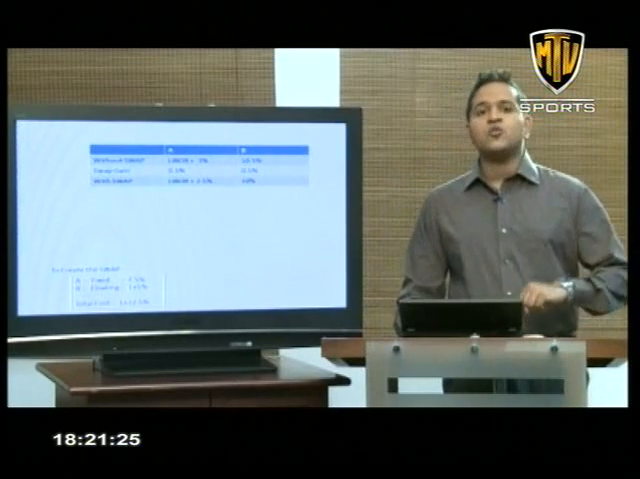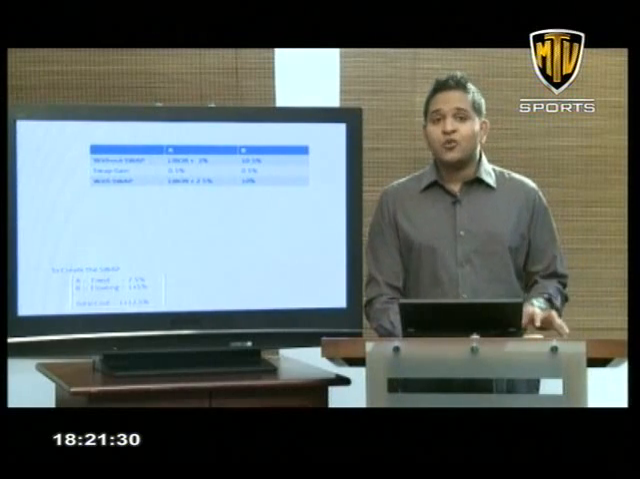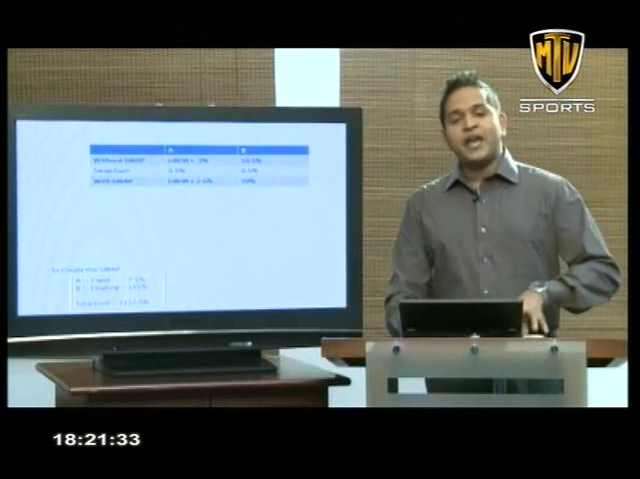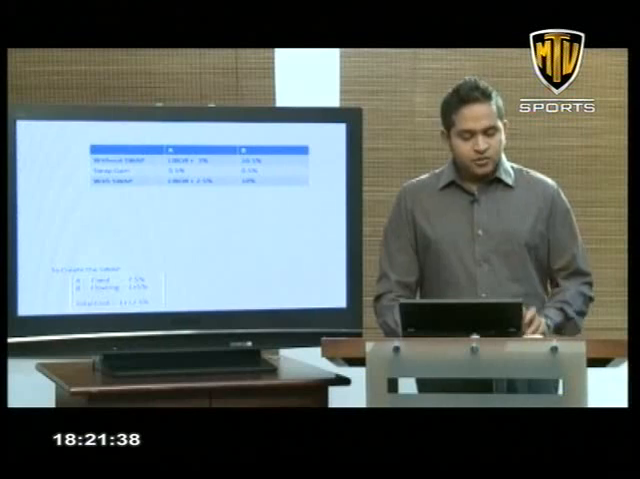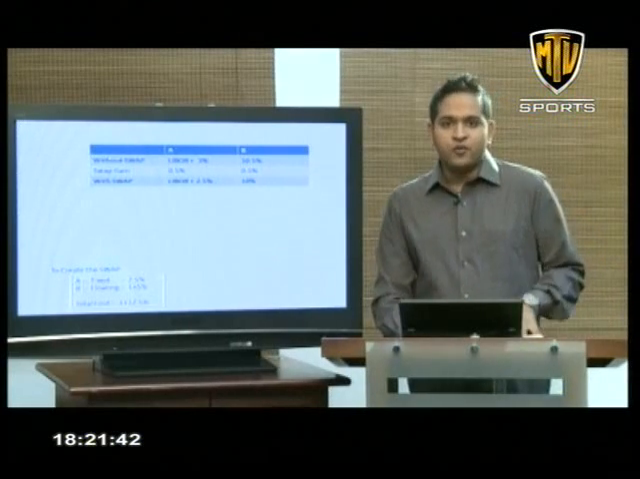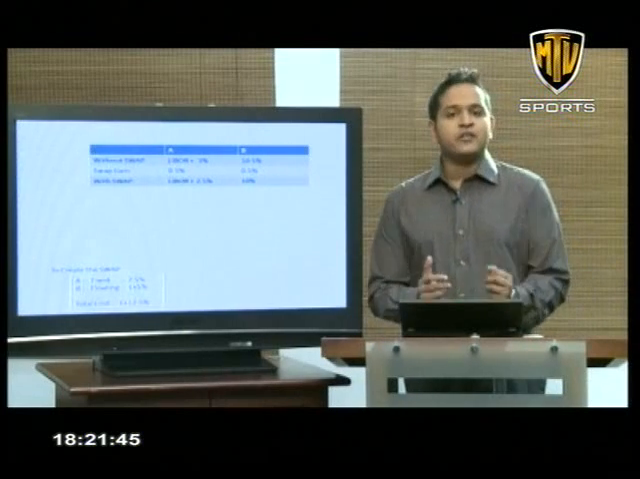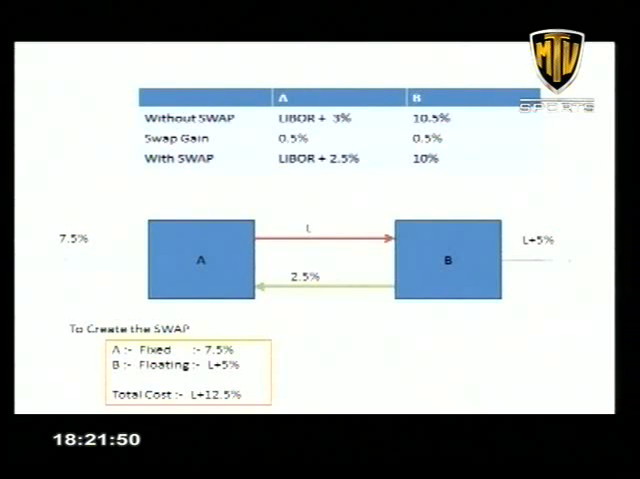I told you all, A has to go and exploit the benefit he has in this fixed market. So he has to go and borrow at 7.5, and B has to do the other way around, even though the preference lies the opposite way. So A will have to go and borrow in the fixed, B will have to go and borrow in the floating, just to facilitate this whole swap arrangement. And this is what we'll do. So A, B, two parties, A will have to go and borrow at 7.5 in the fixed market, and B will have to go and borrow at L plus 5. Why? To facilitate this swap arrangement only. But what should be the final outcome?